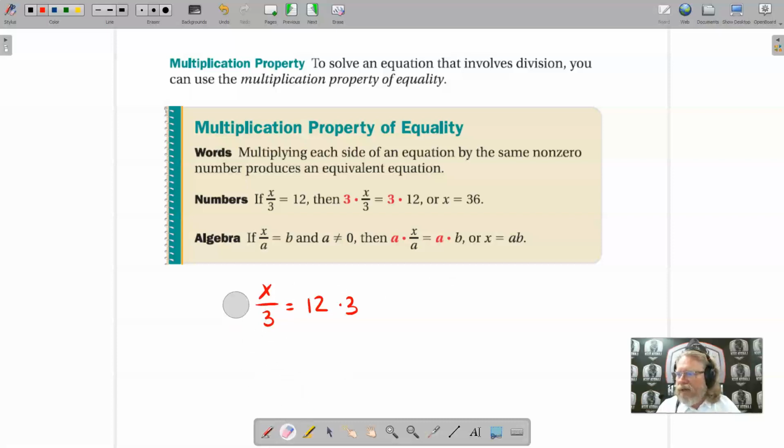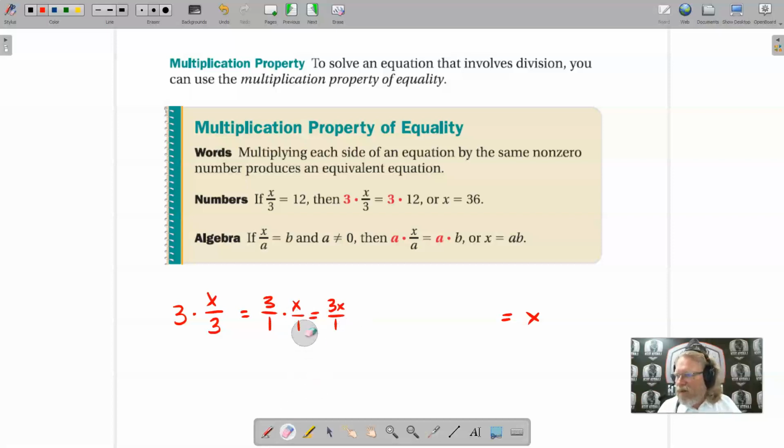I'm going to go ahead and erase here so I can have some more space. So we're saying that x over 3, if we multiply it by 3, then somehow we're going to equal just x. The whole fraction thing is going to go away. We're going to get rid of that denominator of 3, and we'll see how that works. So looking at this, let's write 3 as a fraction, 3 over 1. And we're multiplying that by x over 3.